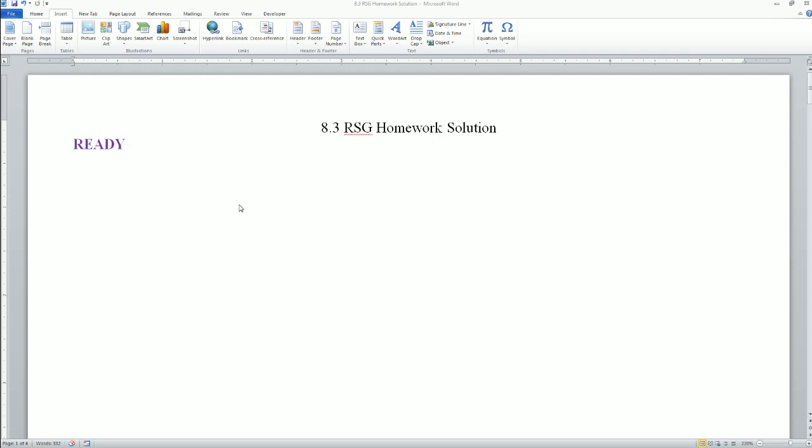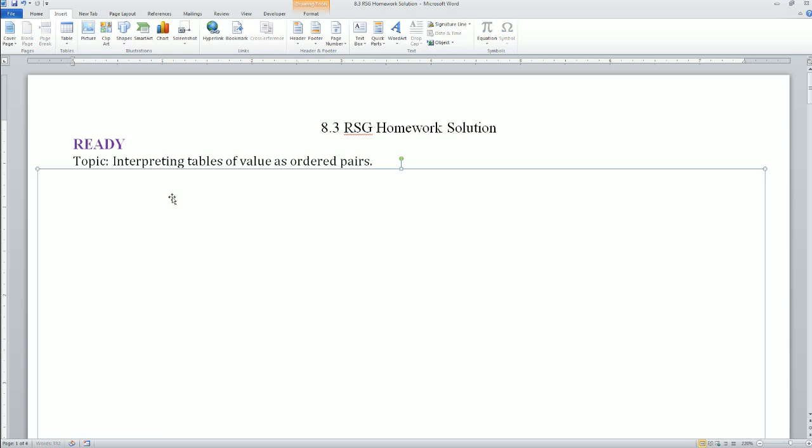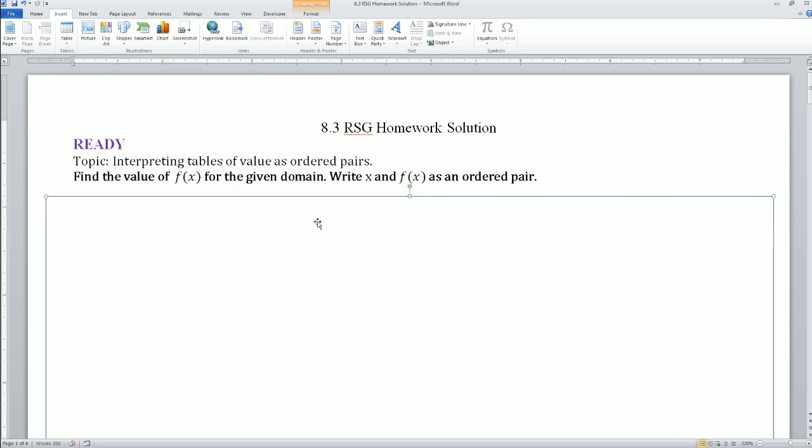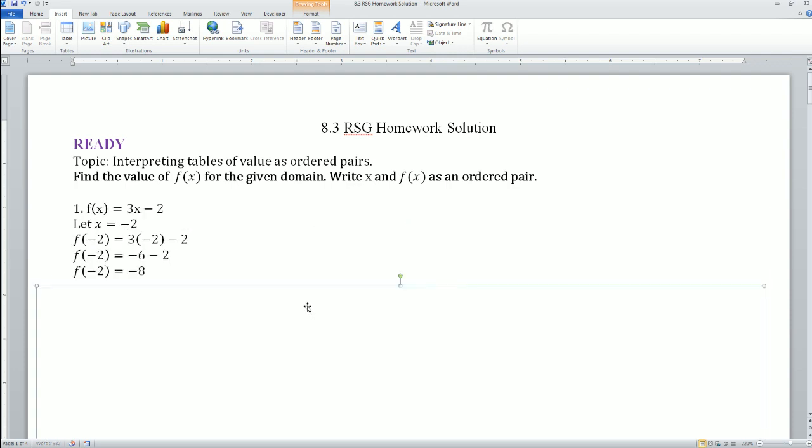Alright, welcome. This is the 8.3 Ready Set Go topic. We're going to interpret the tables of values as an ordered pair, finding the f of x, then writing it as an ordered pair. Alright, here's the first one.